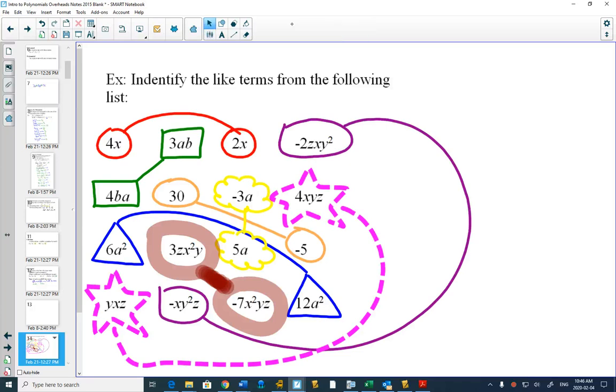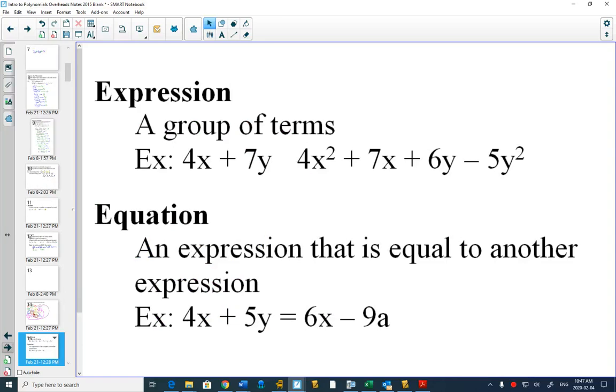The definition for like terms is super, super important, that you have to have the same variables. And this will form an important part of our math as we go forward. Few more definitions. An expression, just a group of terms together, is called an expression.